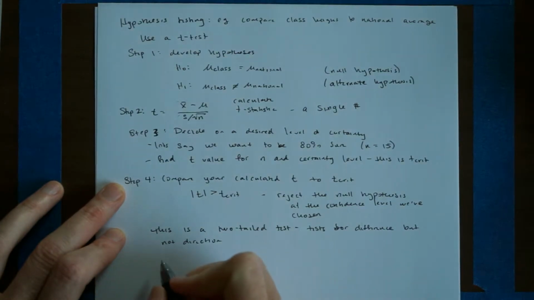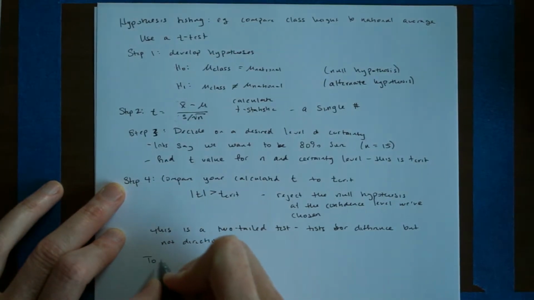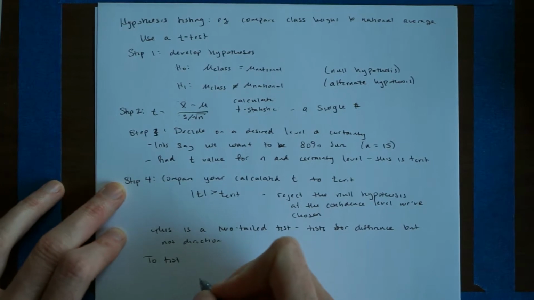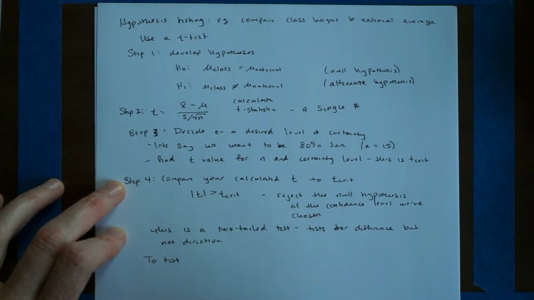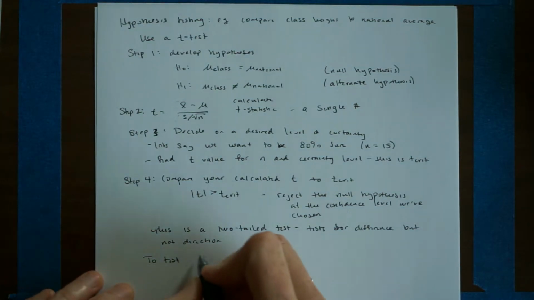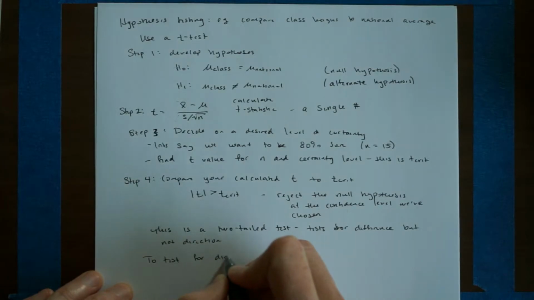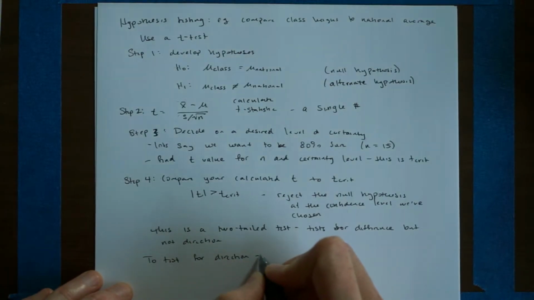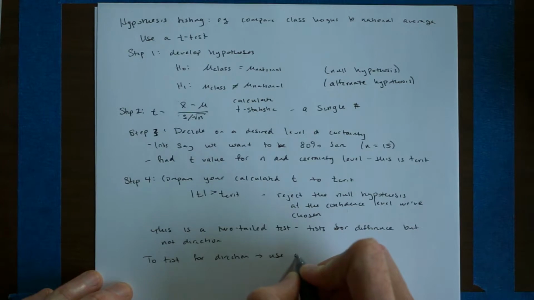If you want to test for direction, then you can use a one-tailed test. In general, you should only do this if there's a reason for you to expect that your data would lead to a directionality. If you have a solid hypothesis for the fact that you think that your measured set should be higher or lower than the average of the larger set. But to test for direction, you use a one-tailed test.